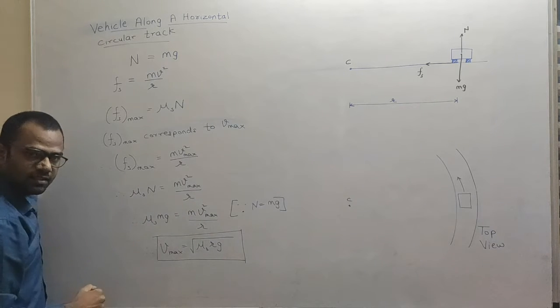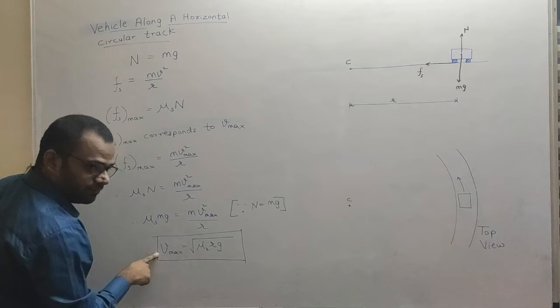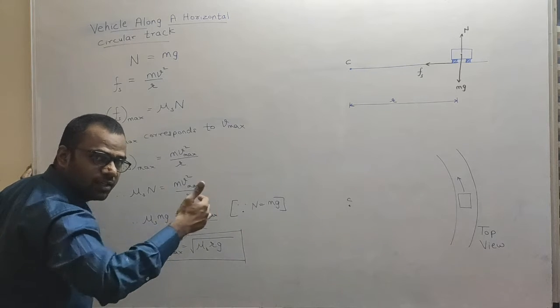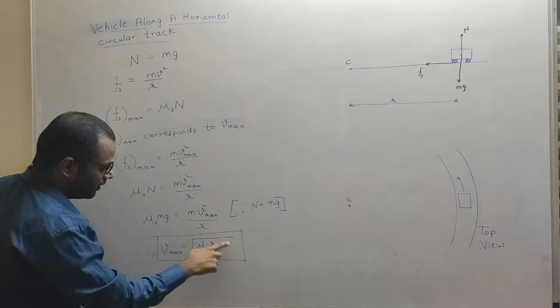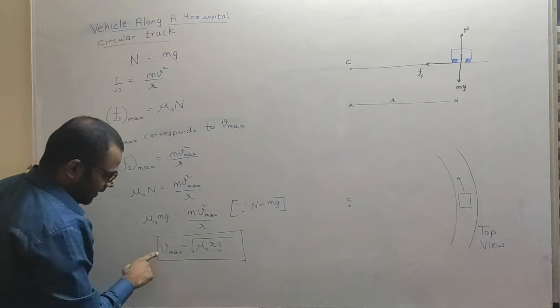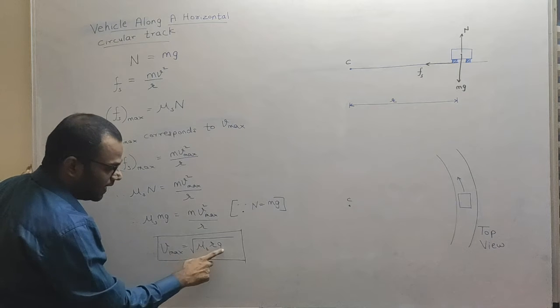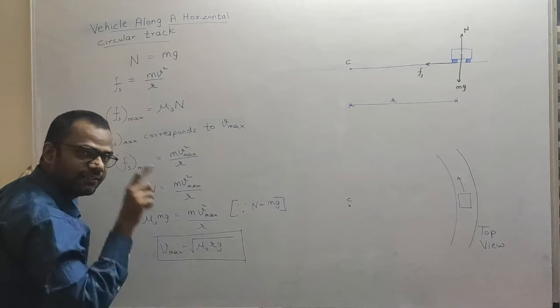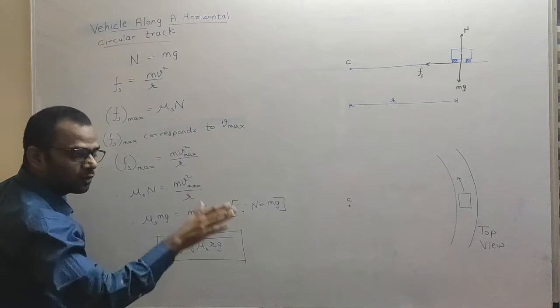So m will get cancelled. So the maximum velocity with which we can travel along the circular track is nothing but square root of mu s rg. Maximum velocity is nothing but square root of mu s rg, where mu s is the coefficient of static friction between the tire and the road surface.